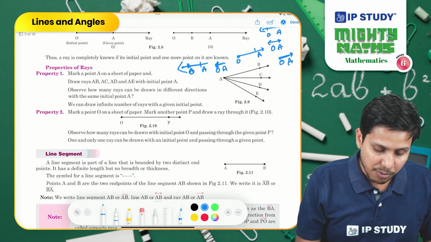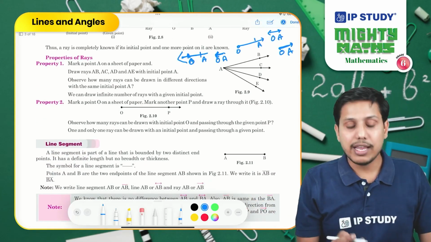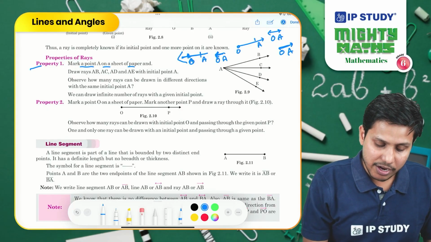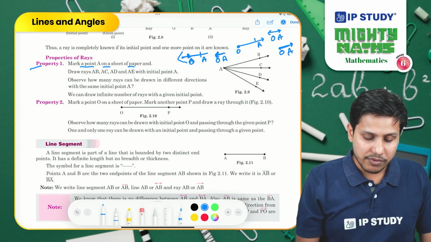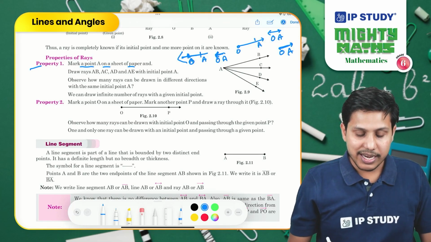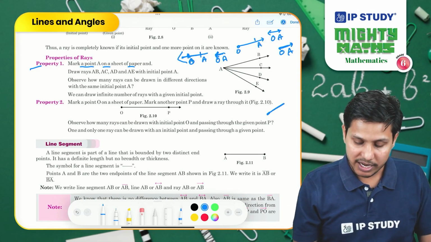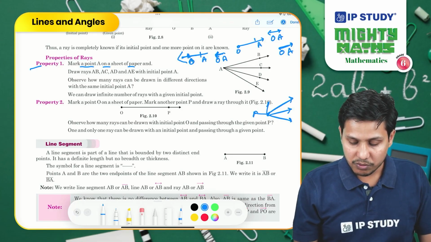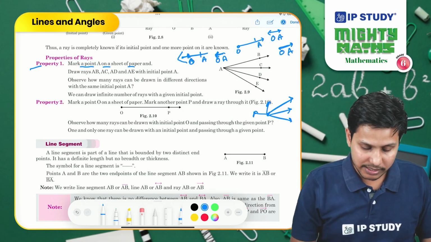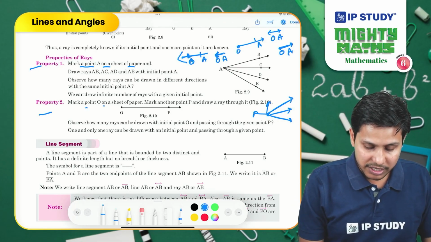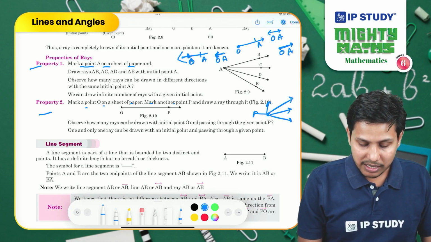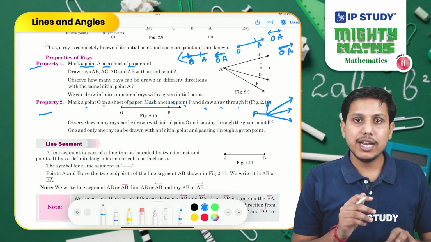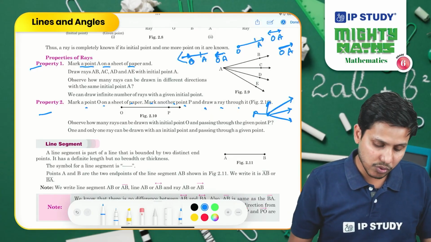Now properties of ray, similar to the properties of lines, we have properties of rays. Mark a point A on a sheet of paper and draw a ray like this with initial point as A, and we can have different arrows from a single point like this or this. So there are infinite rays that can start from a single point. Next, mark point O on a sheet of paper, mark another point P and draw a ray through it. So similar to a line, if we take 2 points, a single ray will pass through those 2 points.